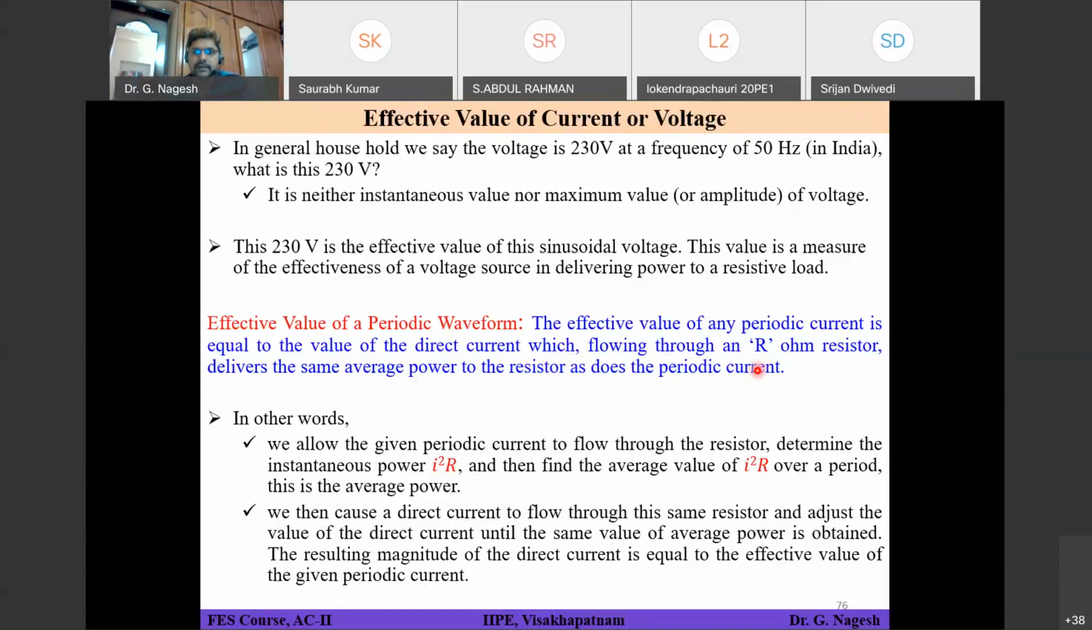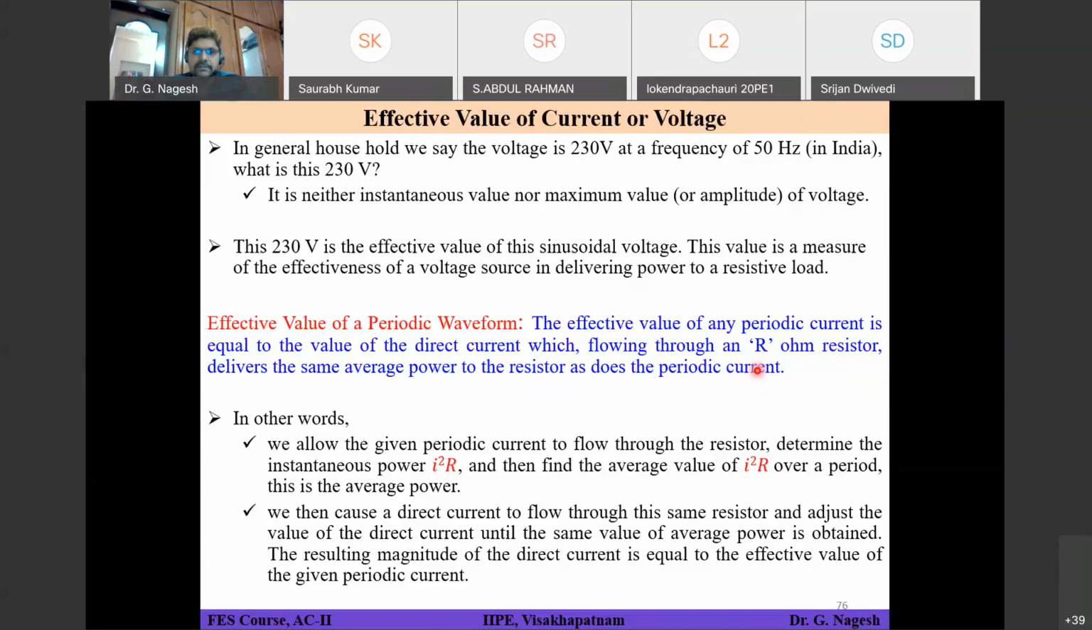You have current, so I effective, I mean I max square into R divided by 2, that will give you the average power. Calculate that average power, and you send direct current also through the same resistor such that the average power produced by the direct current and the average power produced by periodic current should be the same. When both are equal, at that instant your direct current and your effective value of the periodic current are the same.